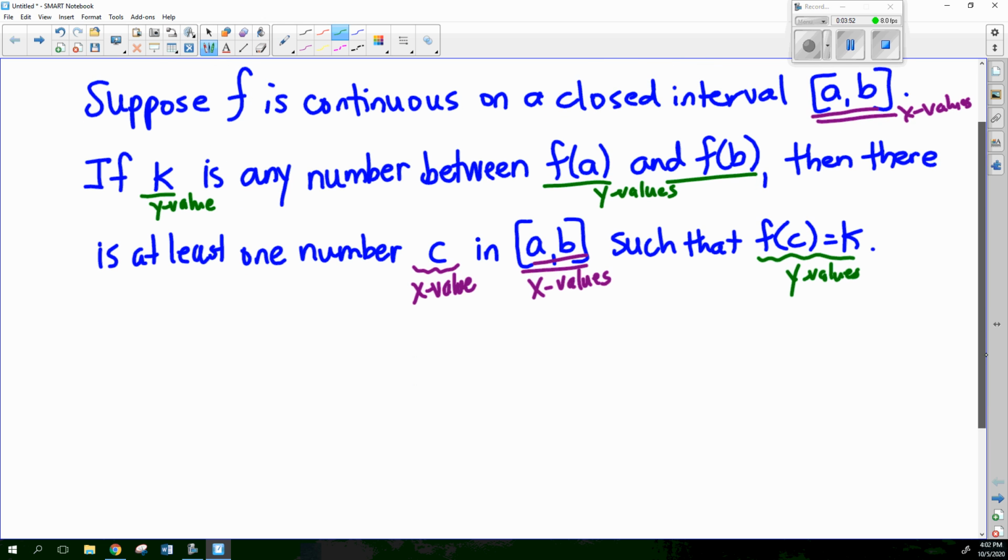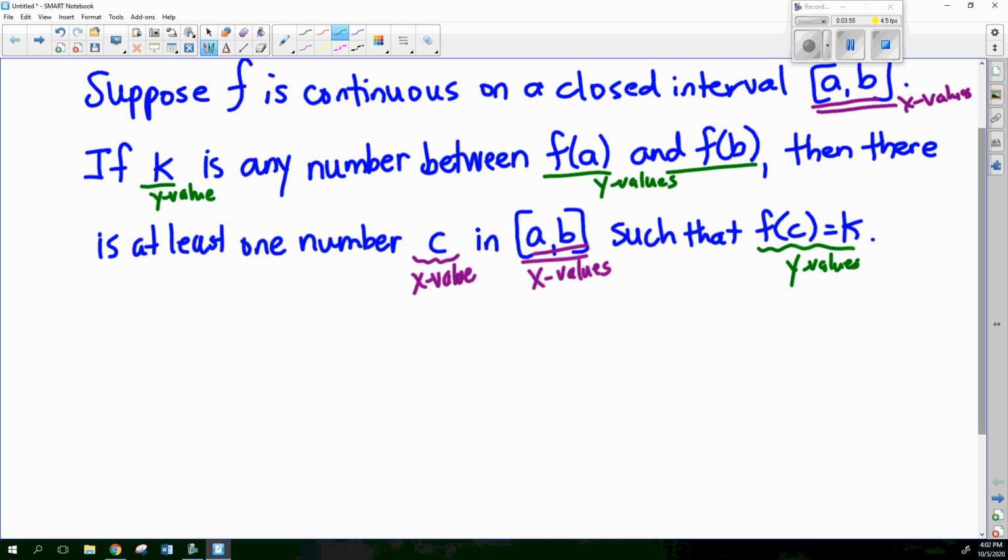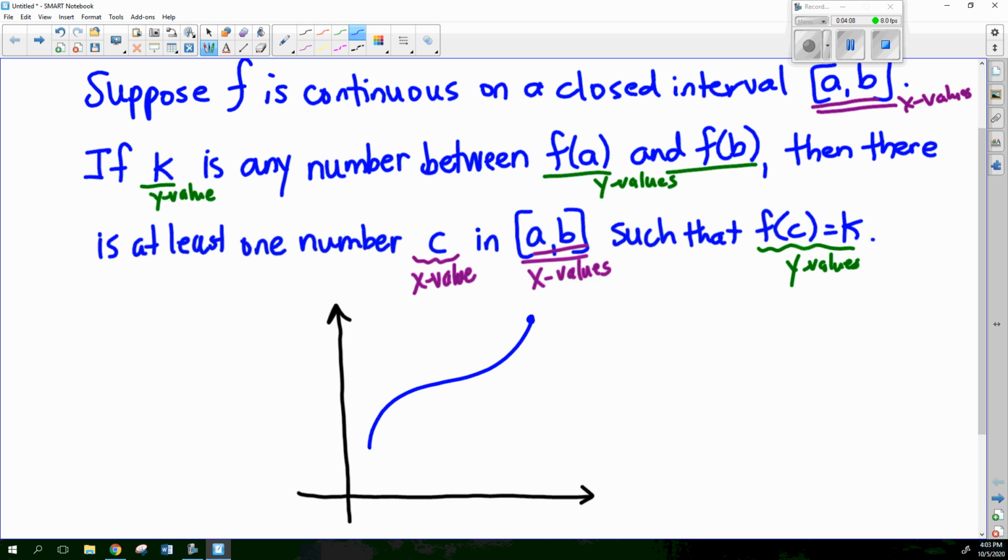All right, so let's put this on a picture and see if I can explain it a little bit differently. Let's say I just put something in the first quadrant, and I have some continuous function, and it's continuous on the closed interval from A to B. Okay, so those are the x values of the endpoints. So then the y value here would be f of A, and the y value for this one would be f of B.